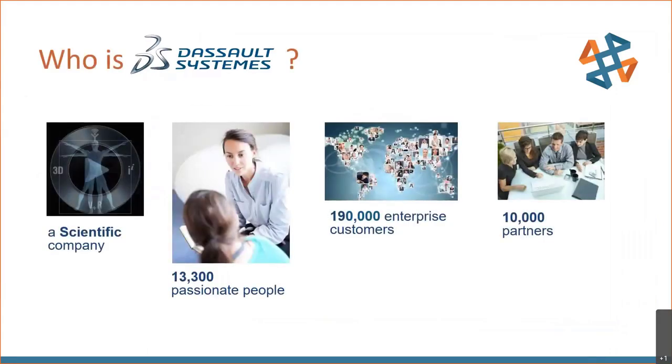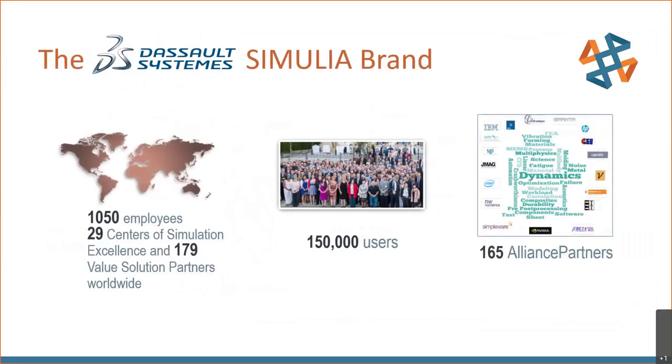First, who is Dassault? If you're not familiar, Dassault Systems has over 13,000 employees worldwide, and it serves nearly 200,000 customers, so quite a wide-ranging organization. The SIMULIA brand of Dassault Systems has about 1,050 of those employees in 29 centers of excellence across the country and across the world. A large user community, over 150,000 users, covers many different industries in many different countries. CATI is one of the 179 solution partners that they have.